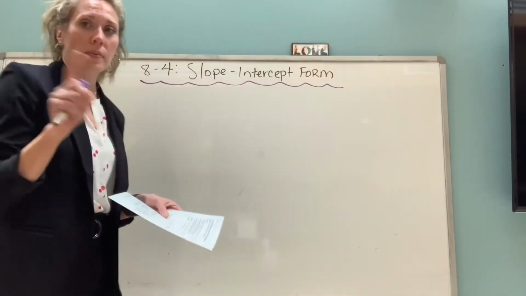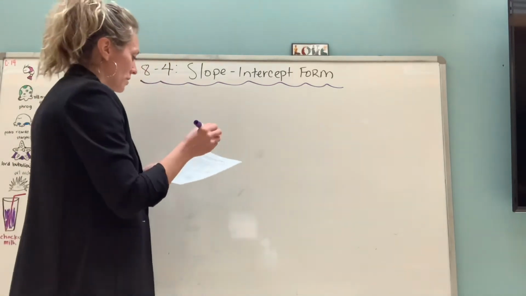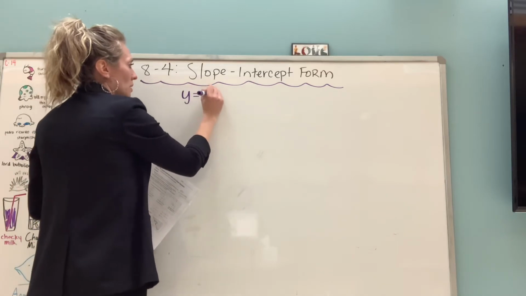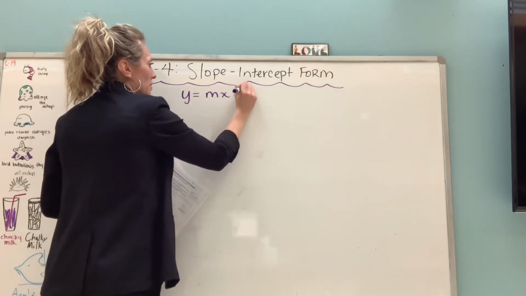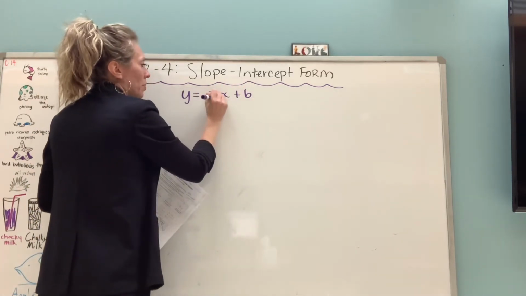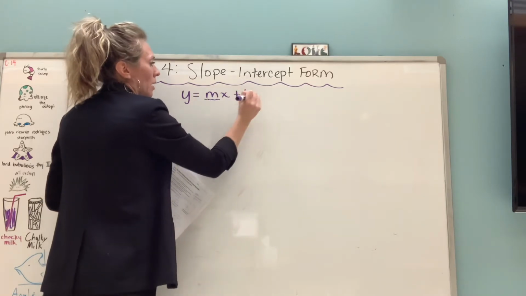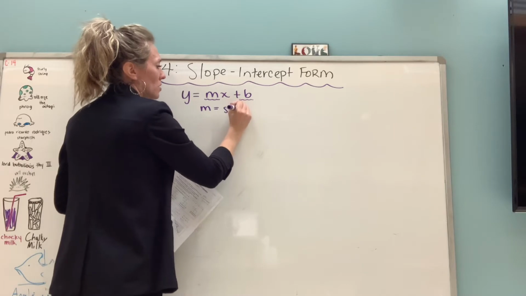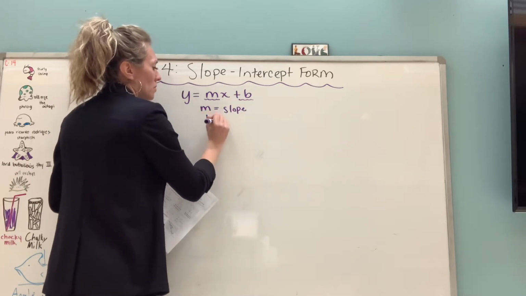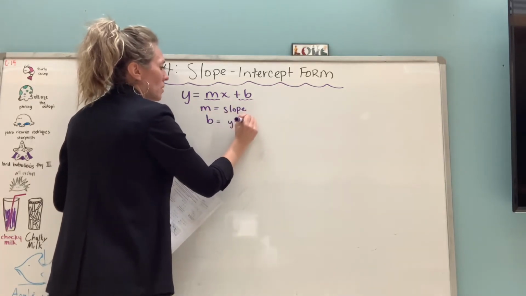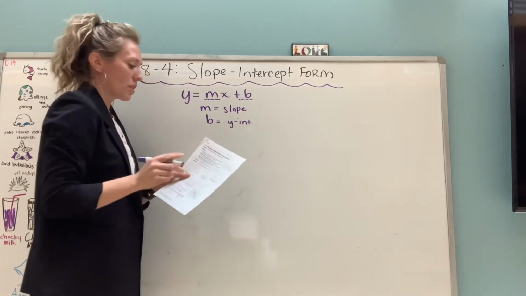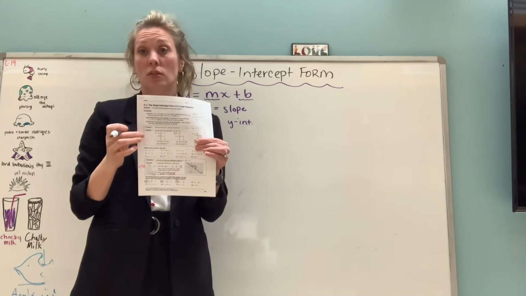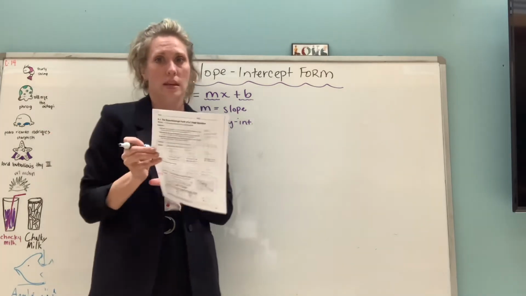Quick review of something that we already talked about: we have slope-intercept form of a line. Remember that is y equals mx plus b. The important parts right now are m and b. M will always stand for slope. B is the y-intercept. If you're not sure what y-intercept means, there's a definition of it on this paper, so you need to look that up because you'll need to know what it means.